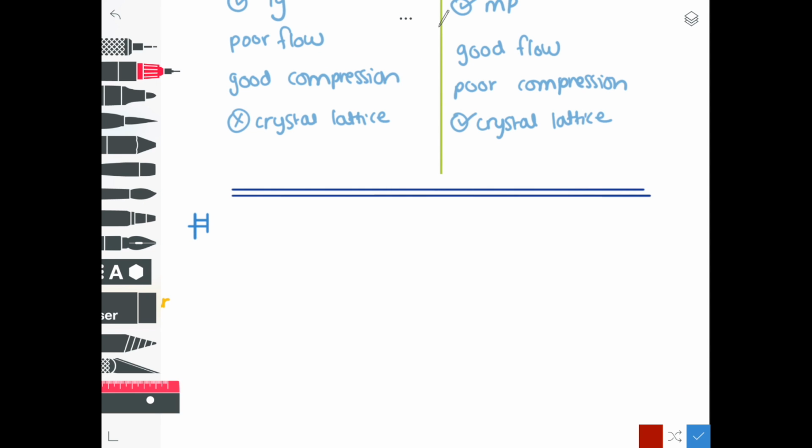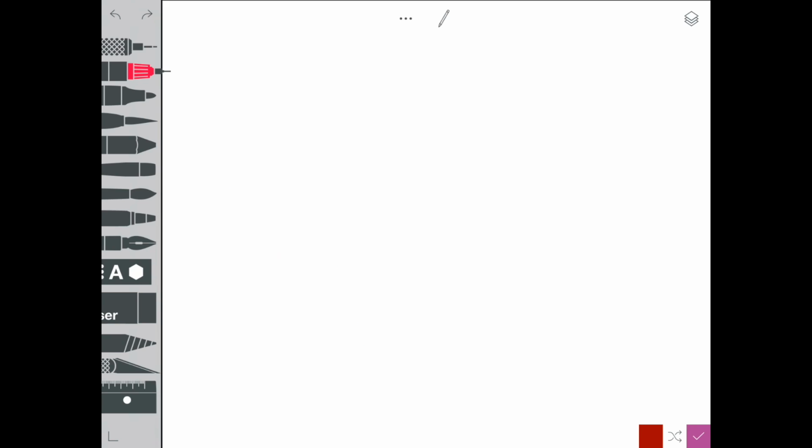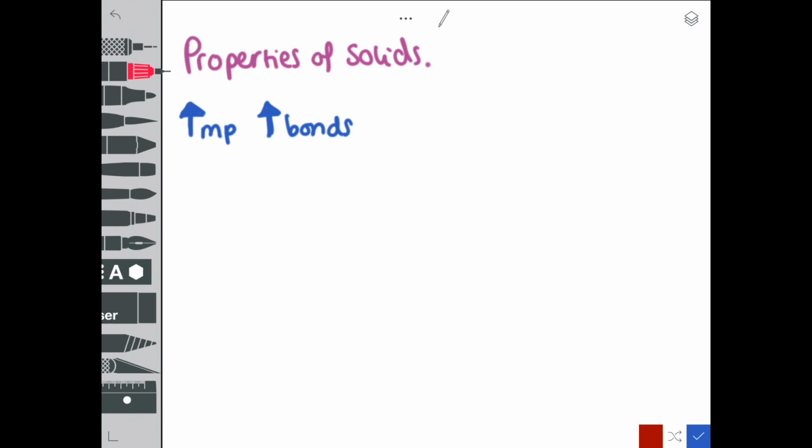Just something I forgot to mention earlier is crystal formation. In order to form crystals, you need to first have a supersaturated solution. The next step is nucleation, and lastly, growth. Now that we've covered the different types of solids, here's a little bit more about their properties. A high melting point indicates that the intermolecular bonds within a crystal are very strong, meaning that the solubility is reduced and hence the bioavailability is also reduced.